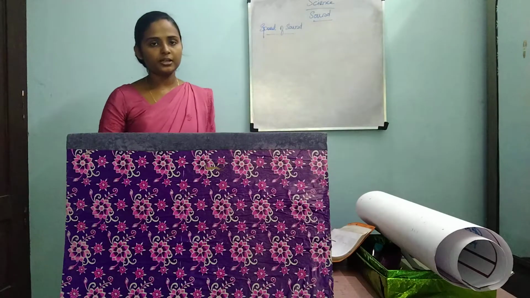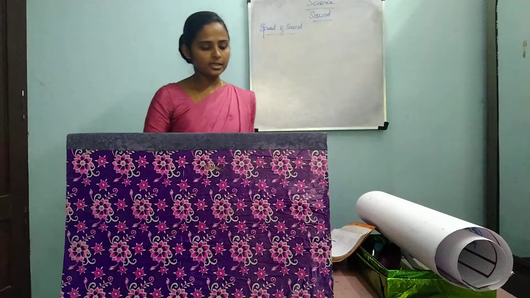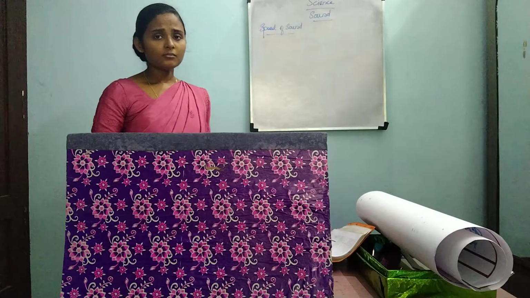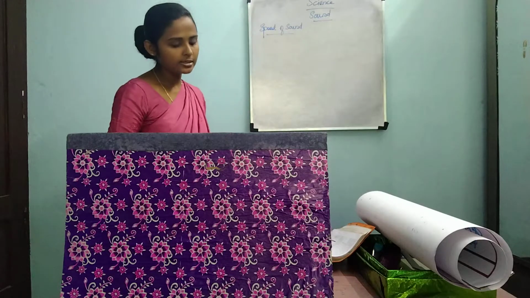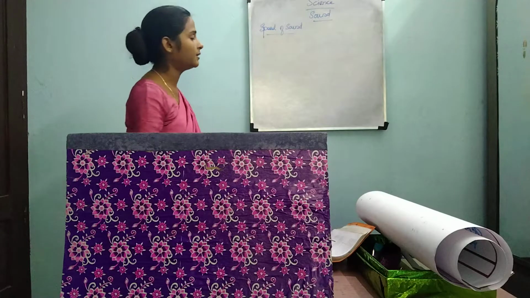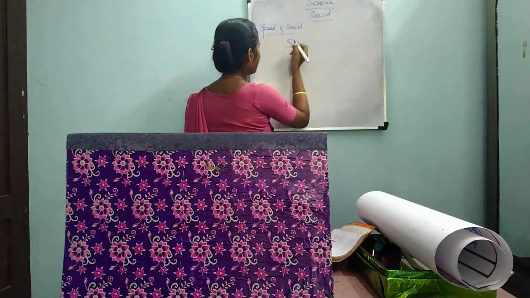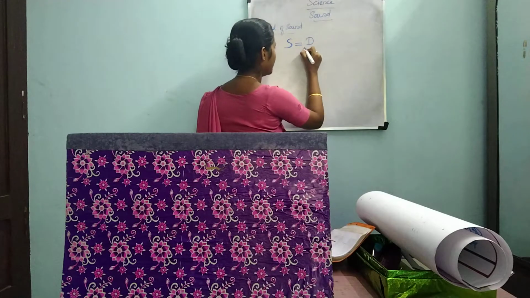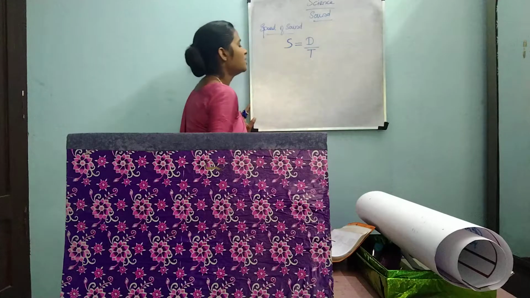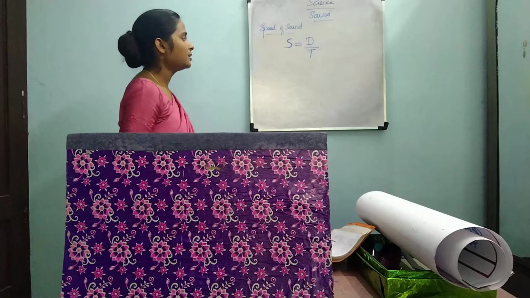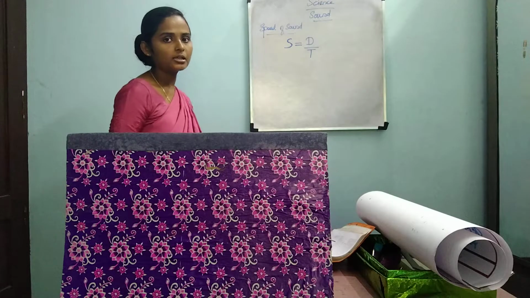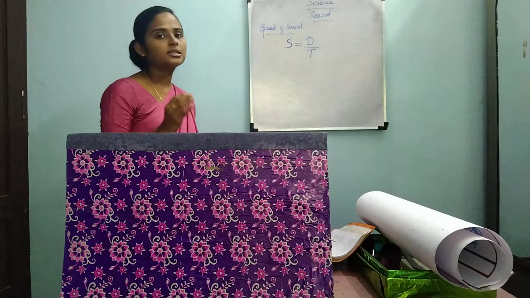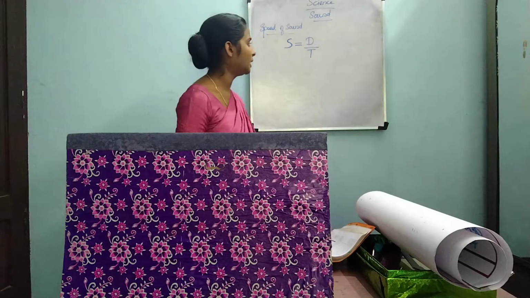Speed of sound is defined as the distance traveled by a sound per unit time. Speed is denoted by the letter capital S, distance by capital D, and time by capital T. So speed of sound is defined as the distance traveled by a wave, that is, the distance traveled by a sound in unit time in a given elastic medium.